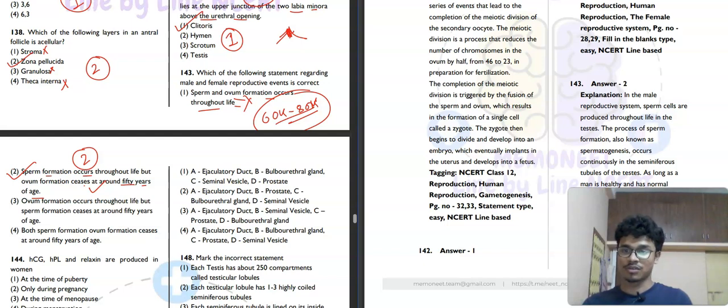Ovum formation occurs throughout life? No. Both sperm and ovum formation cease? No. Sperm formation doesn't cease.